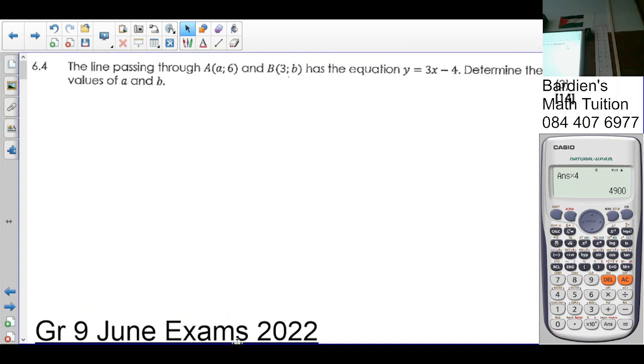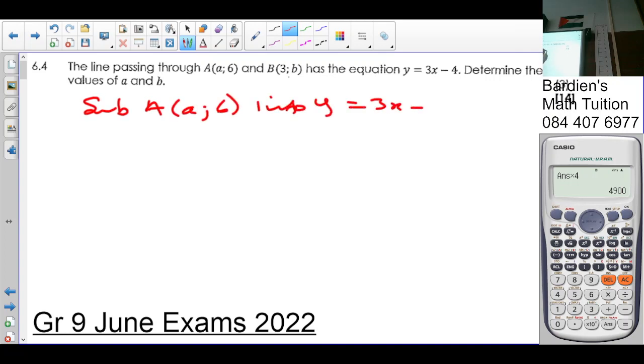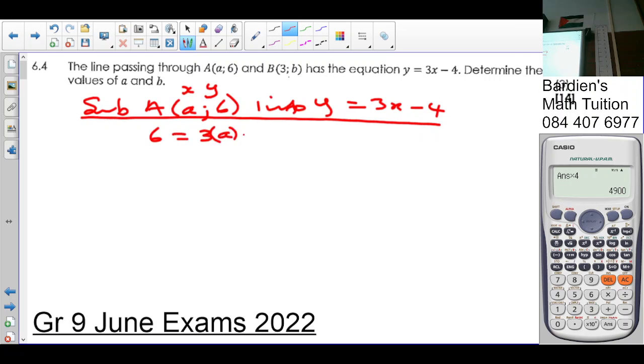In 6.4 we are told a line passing through A, which is (a, 6), and B, which is (3, b), has the equation y is equal to 3x minus 4. Determine the values of a and b. We're going to substitute A, which is a and 6, into y is equal to 3x minus 4, remembering that's an x and a y. So 6 is equal to 3a, which is x, minus 4. We take it over the equal sign: 6 plus 4 is 10. Divided by 3 both sides, so a is equal to 10 over 3.